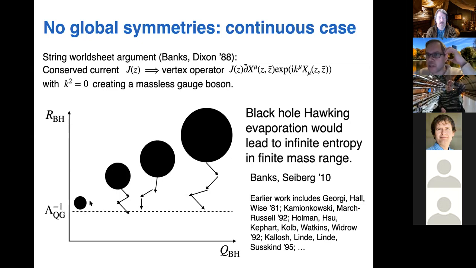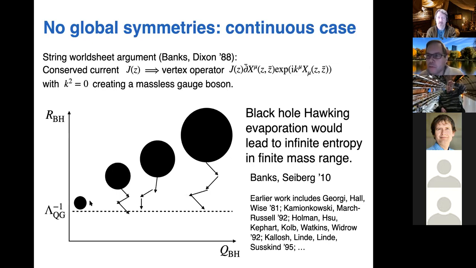And that seems like it violates black hole thermodynamics or holography or lots of general principles that suggest that there's a finite amount of entropy associated with a given size of a spatial region. So this looks like there are infinitely many different states you could pack into that region if you have a global symmetry.